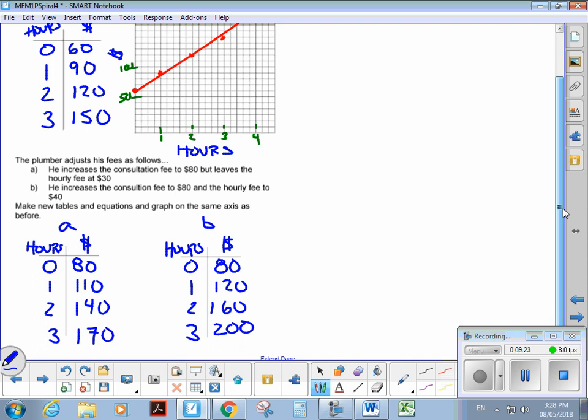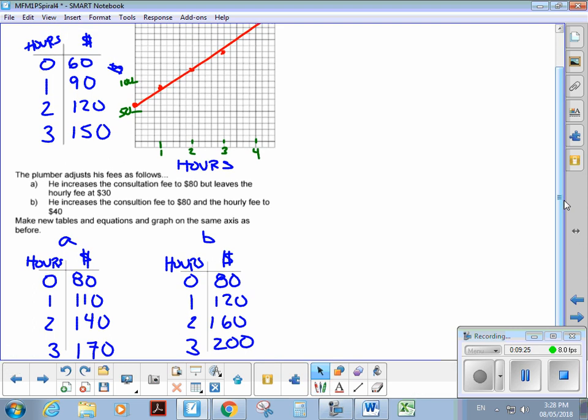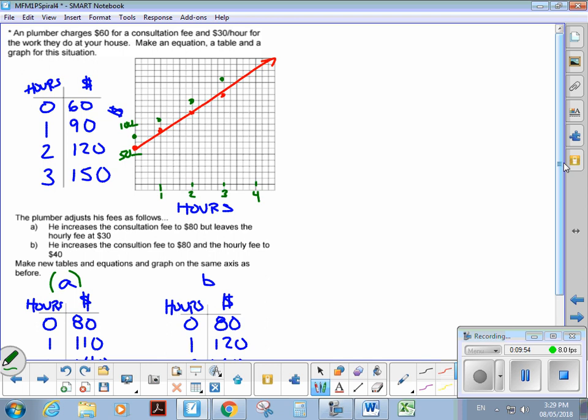So they want us to plot both of those on the graph above, which is not a big deal. I'm just going to change colors here. So I'll use red for that one. A will be in green. So 0, 80. So 60, 70, 80. 1 and 110. 2 and 140. 3 and 170. So scroll up a little bit here. Draw the green one. It's the best I can draw freehand without a ruler. Okay. So there we go.